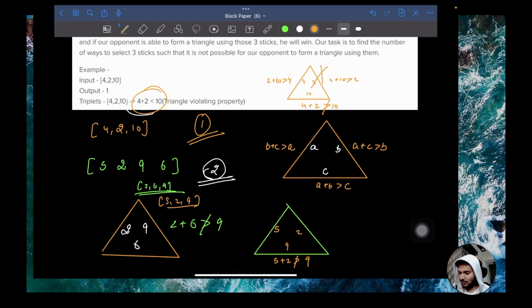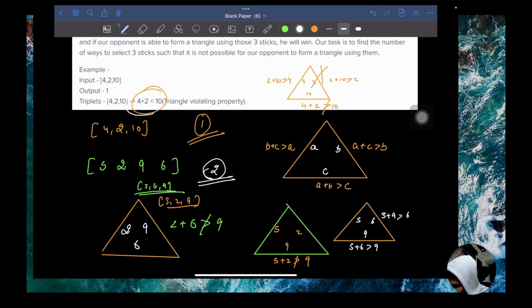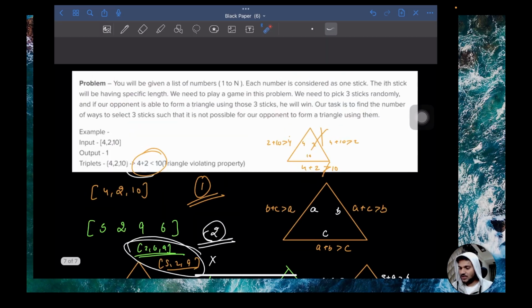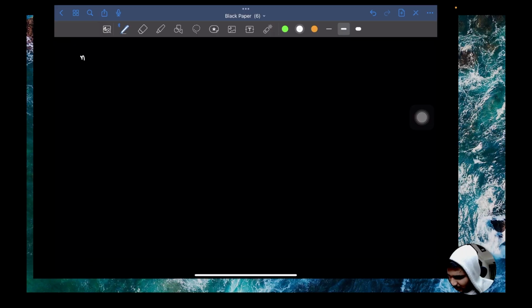Okay, now you might wonder, in any case can it form a triangle? Yes, there are a few ways in which it can form a triangle. For example, if you keep 5, 6, 9, 5 plus 6 is greater than 9, 5 plus 9 is greater than 6, 6 plus 9 is greater than 5. So here you can form a triangle, but in these two ways you won't be able to form a triangle. Hence the answer for this test case is going to be 2. Answer for the previous test case is going to be 1, because there is only one possibility and that possibility also doesn't work.